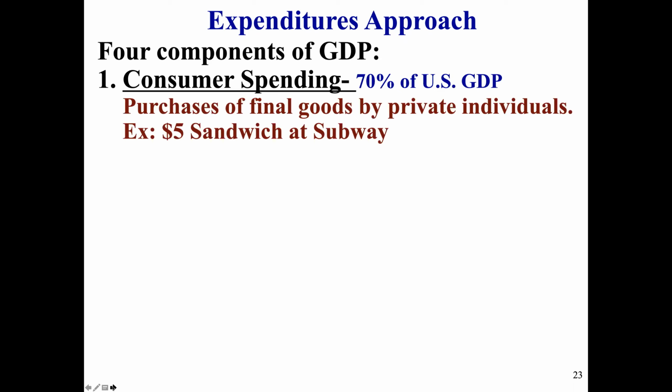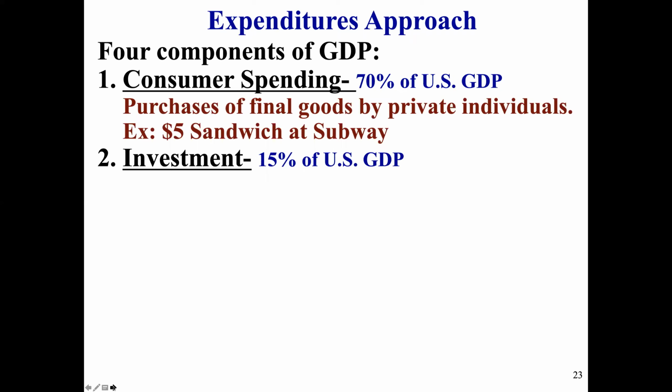Of those three methods, by far the most important that we're going to use all semester long is the expenditures approach. When we're calculating the expenditures approach, there are four components that we're going to add together. Consumer spending is the first one, and consumer spending or consumption is a huge portion of our GDP. So in the US, consumption is about 70% of our GDP, and it's the purchases of final goods by private individuals. So if you go to Subway after school, and you buy a $5 sandwich, that's going towards consumption within our GDP.